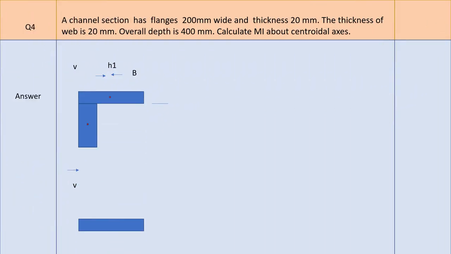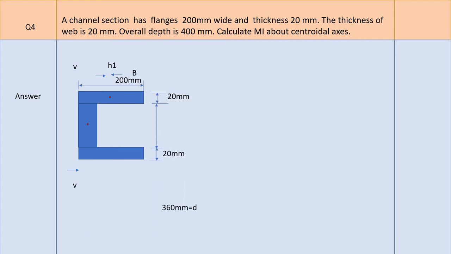Now the same channel we are taking here. Now I'm showing the dimensions. Width is, this is the width 200, this is the thickness of the flange 20, this is the depth of the web 300, and this 20 is the thickness of this bottom flange. Now I'm showing the thickness of this web as 20 mm. It is the same channel.